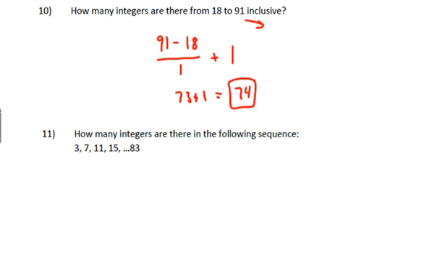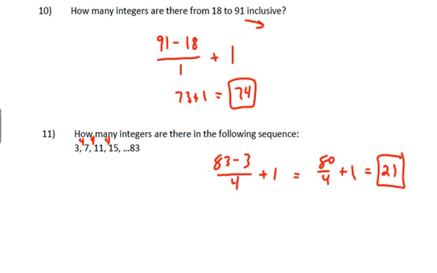All right, 11, how many integers are there in the following sequence? It is arithmetic because there's a difference of 4, right? 7 minus 3 is 4, 11 minus 7 is 4, 15 minus 11 is 4, so you have all these 4s here. So you do last minus the first, 83 minus 3, divided by the difference, which is 4, plus 1 equals, well, 80 over 4 plus 1, which equals 20 plus 1, or 21. So the correct answer to that problem, the number of integers, is 21.